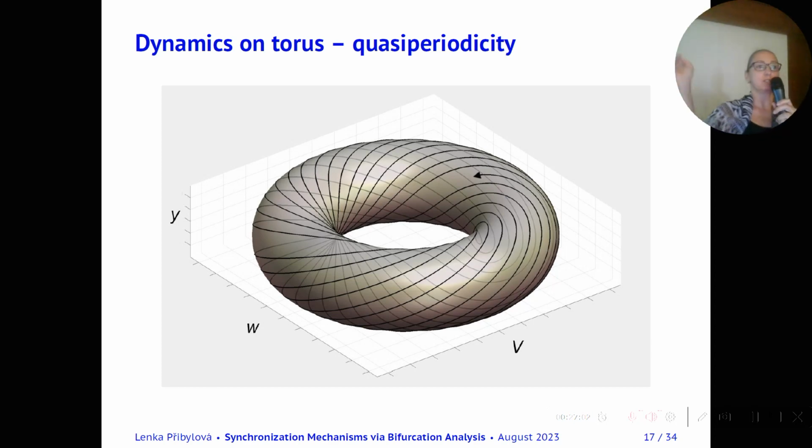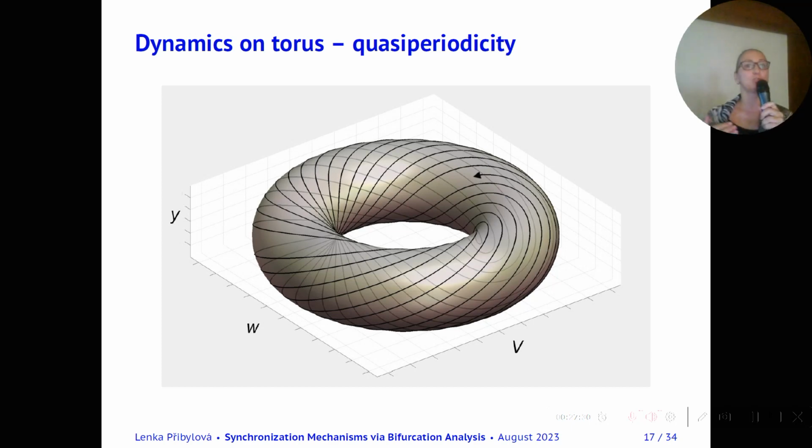Again, this direction is the neuron, and this direction is only the projection of the Y state variable. And when the neuron and the forcing are not synchronized, you can see the trajectories on this invariant set that are so-called quasiperiodic.